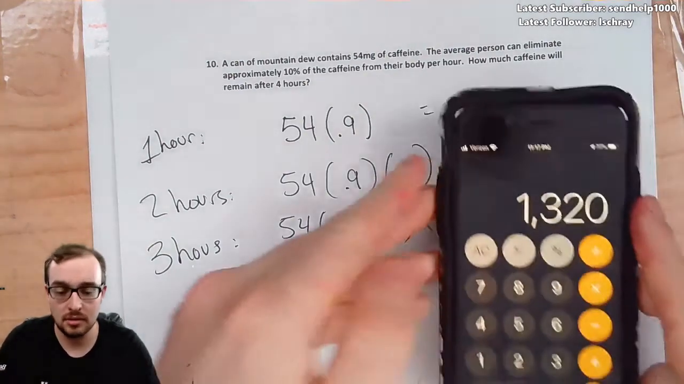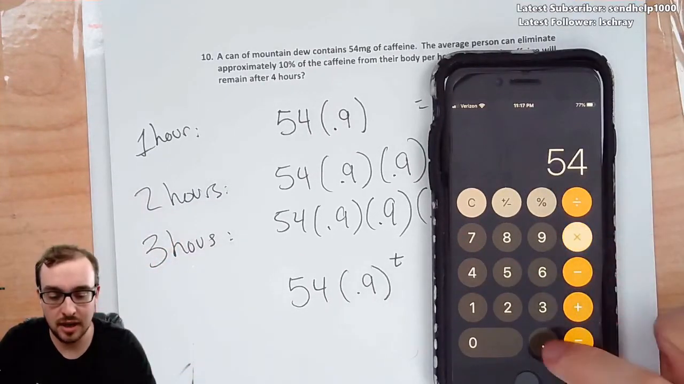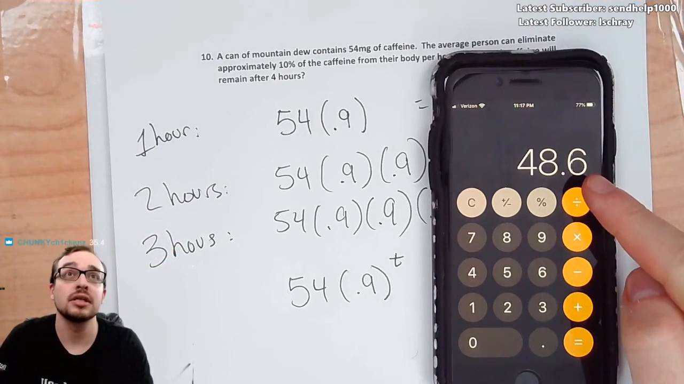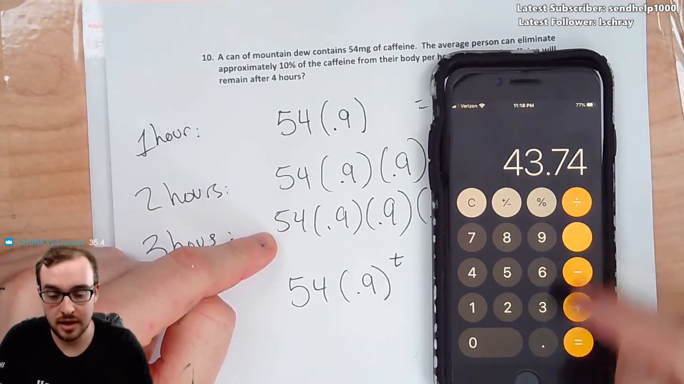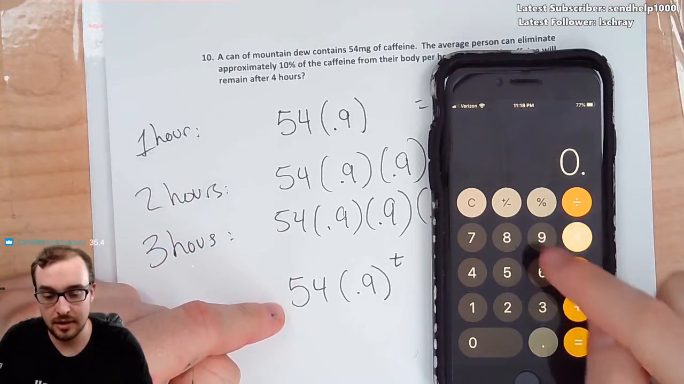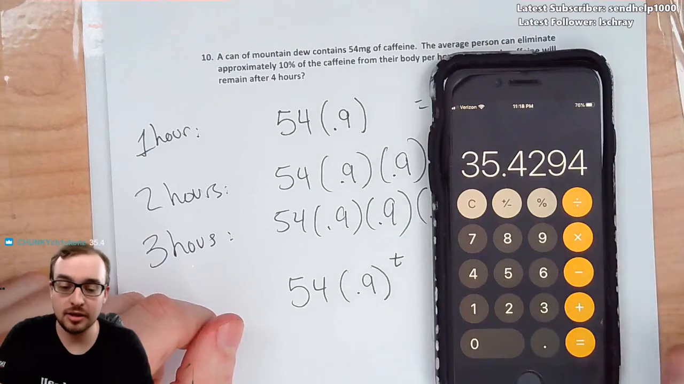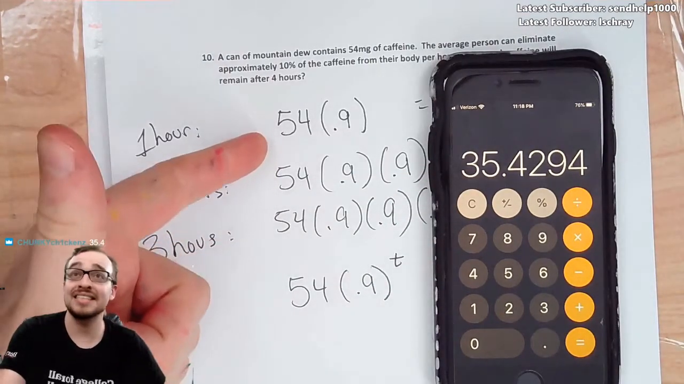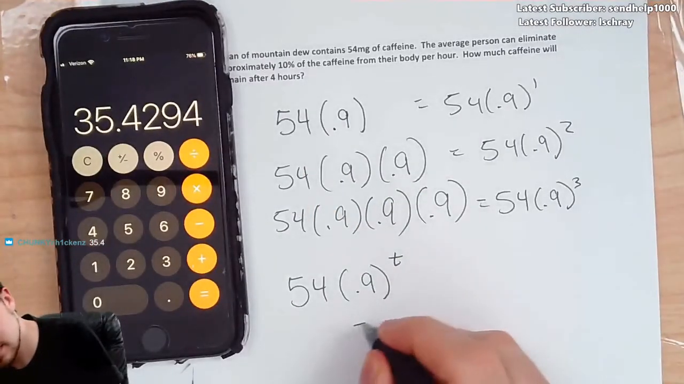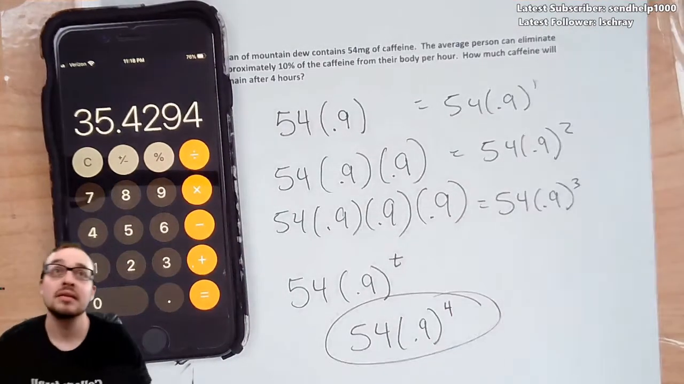Well, check it out. 54. What's 90% of that? 48.6. 90% of that. 90% of that. 90% of that. So after 4 hours, you're still going to have 35 milligrams in your body. That's not even half, right? That's the answer.